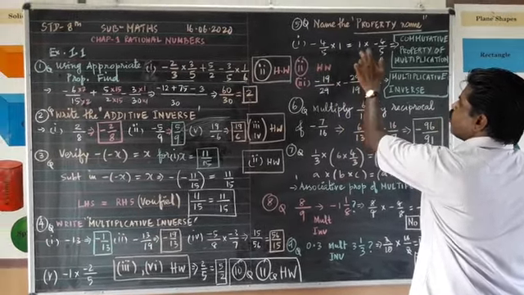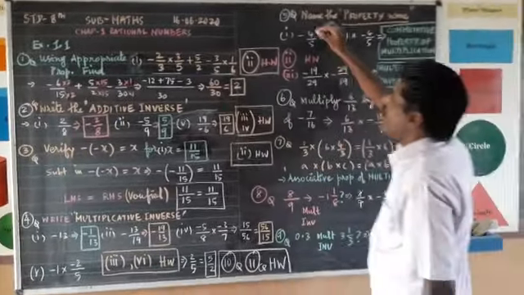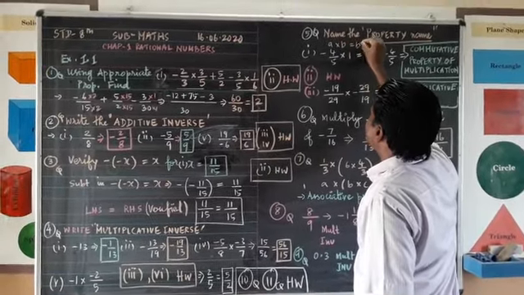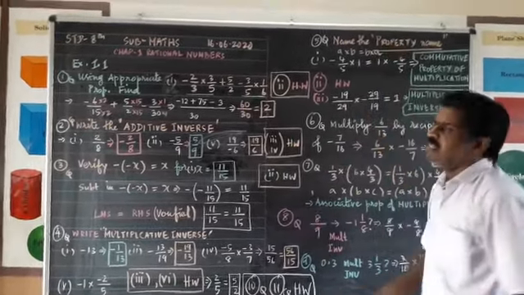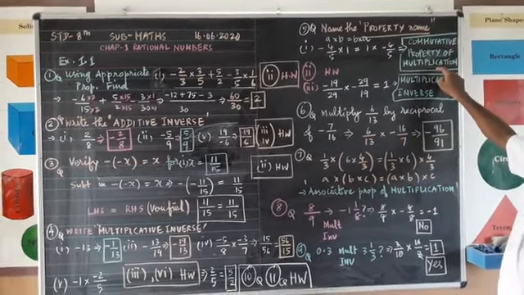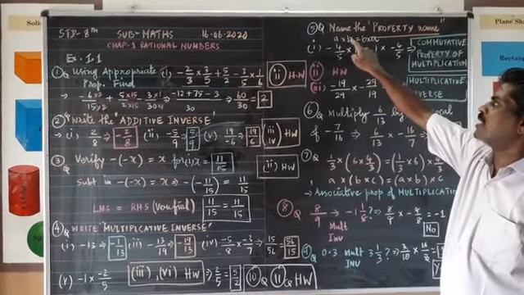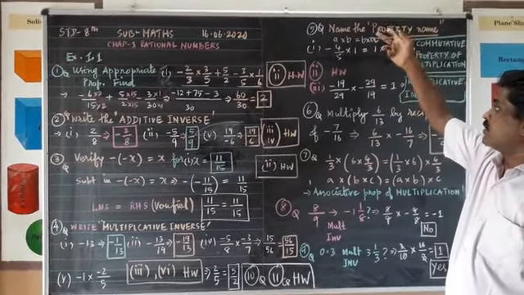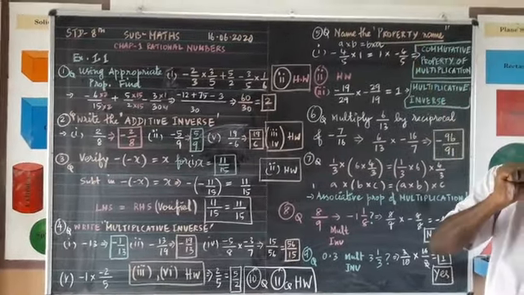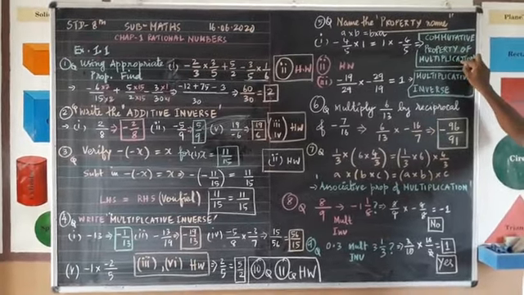That is equal to 1 into minus 4 upon 5. What is that? It is in the form of A multiply B is equal to B multiply A. What is this property? It is the commutative property of multiplication. If one number multiplied by the second number will be equal to the second number multiplied by the first number. So what is that property? Yesterday we have seen, commutative property of multiplication.